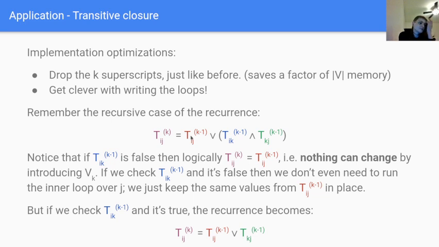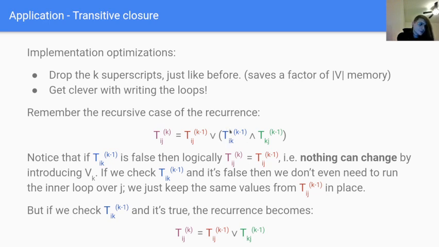So we can, in fact, guard the inner loop over the j subscript by just checking if this blue term is false. If it's false, we don't have to do anything. We're done with that loop around the i subscript. We'll see the example of the code in a minute.